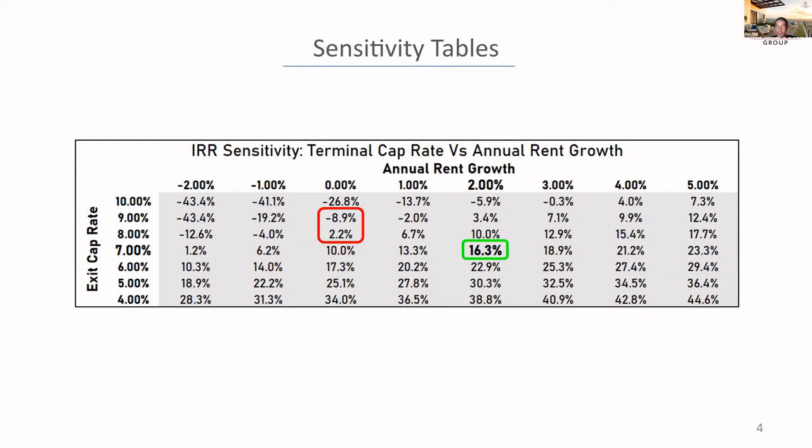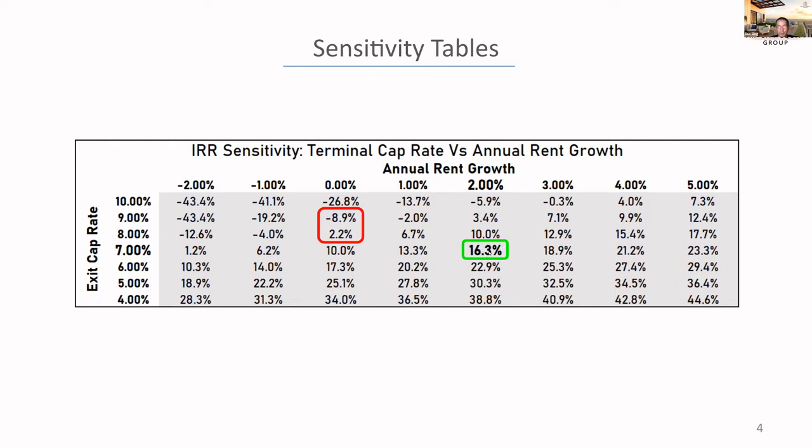Okay, so one of the ways that we look at deals as far as the risk is through the sensitivity tables, where it basically calculates the IRR for various different scenarios. So all the numbers inside here are IRRs. In this comparison, on the vertical axis we have the exit cap rate, and on the horizontal, the annual rent growth. For this example deal, if we assume a 2% rent growth and a 7% exit cap, then our IRR might be 16.3. So this would be the number that we project.